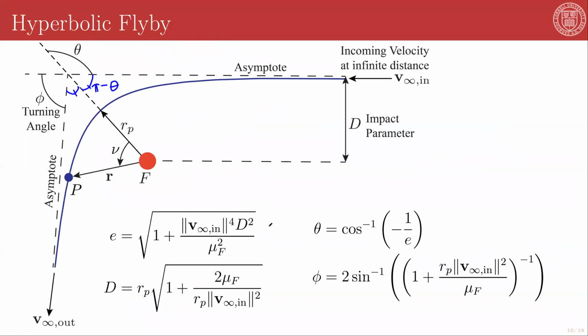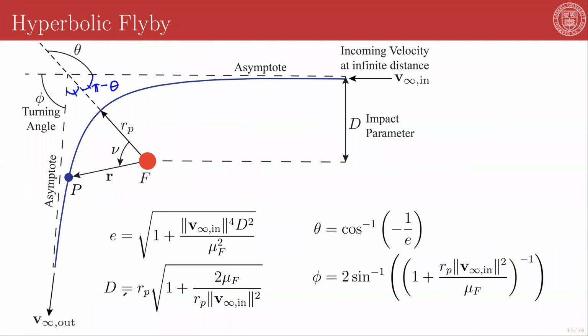Here is a summary of everything that we have just stated. The eccentricity can be written as a function of the impact parameter and the velocity magnitude and the gravitational parameter of the flyby body, which here we're calling mu sub f to make it very clear which gravitational parameter we're talking about.